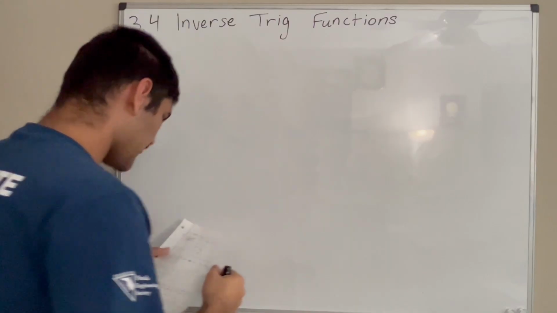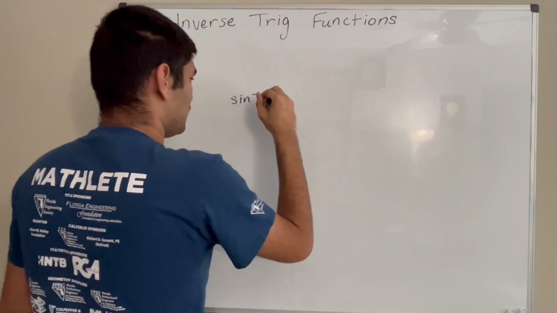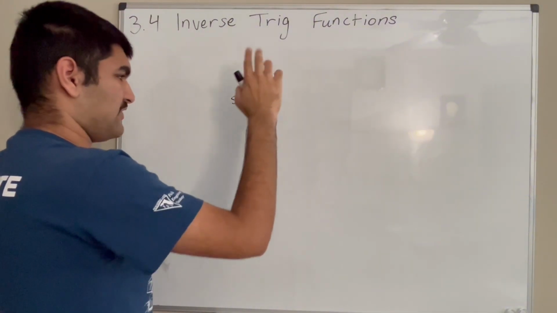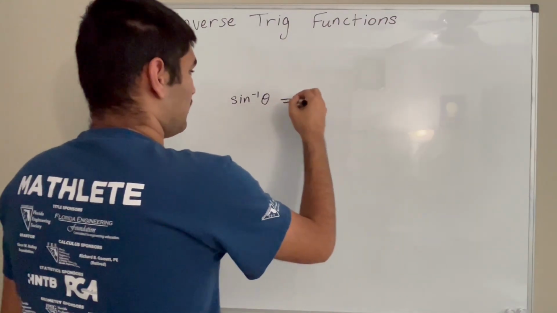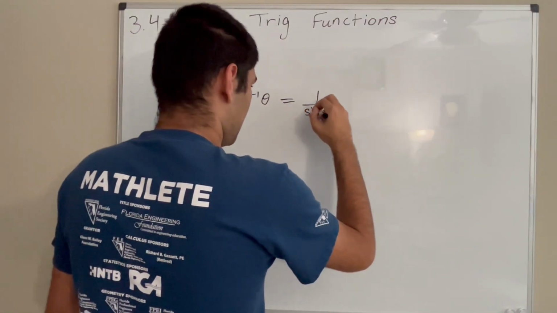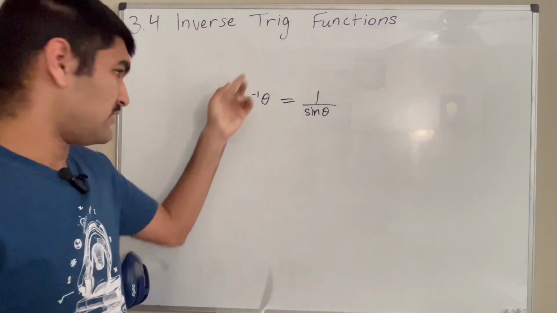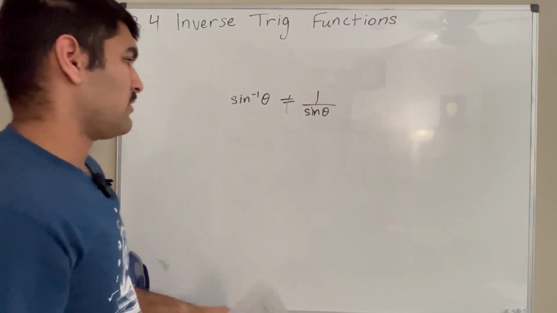So first of all, I mentioned that this is the notation. We say sine to the -1 power of theta, right? But many students might confuse this as 1 over sine theta, because they see that sine theta is raised to the -1 power, so they hit it reciprocal. This is incorrect, right? This is wrong.